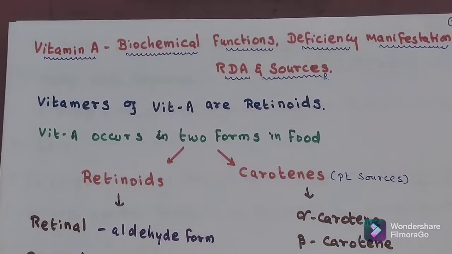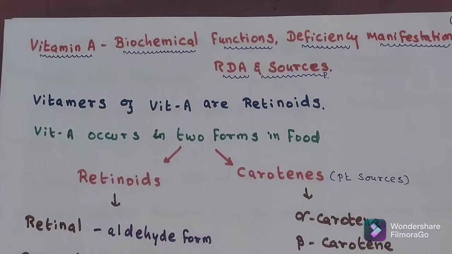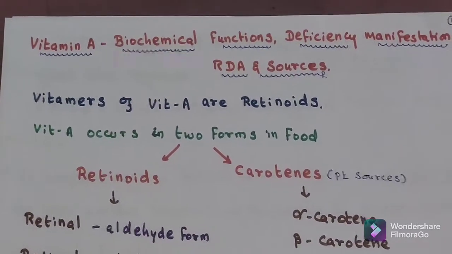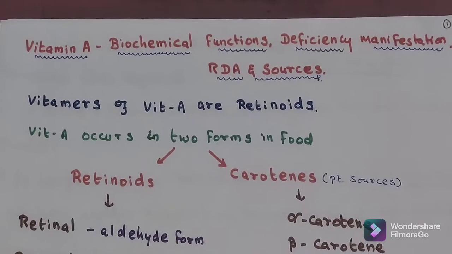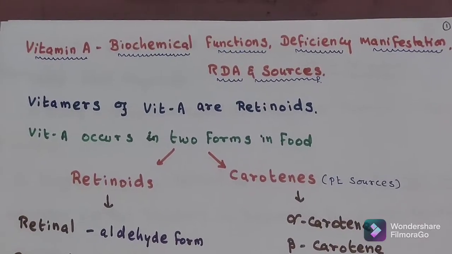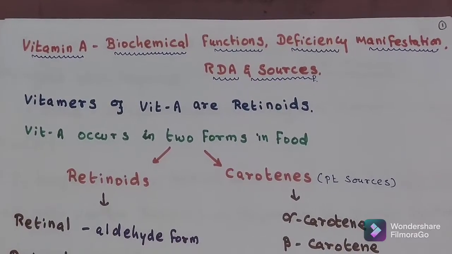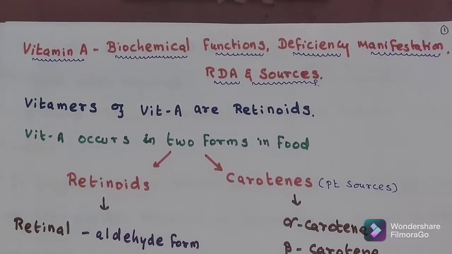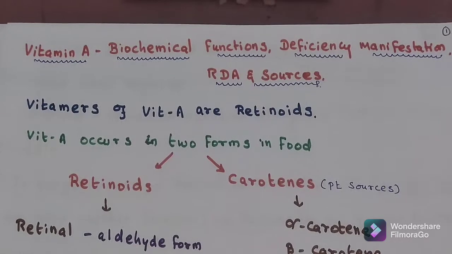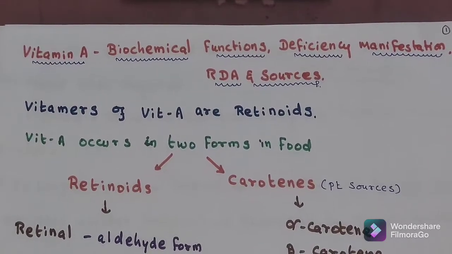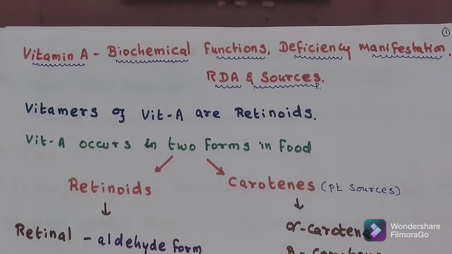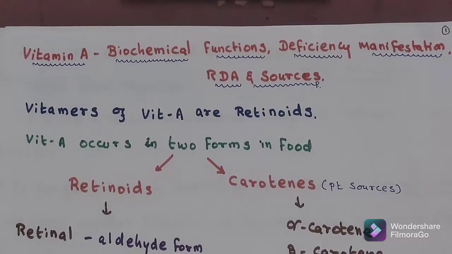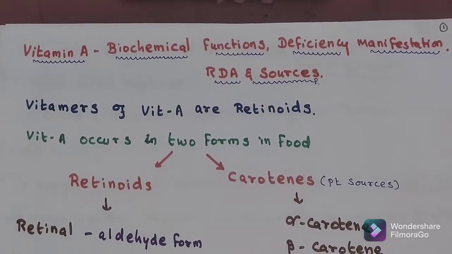In this video, we want to look at one more long essay type, that is 10 mark question, vitamin A. In this, we will discuss biochemical function, deficiency, RDA, sources, symptoms and treatment of vitamin A. The term vitamin A refers to retinoids, the compounds which have the characteristic of vitamin A.